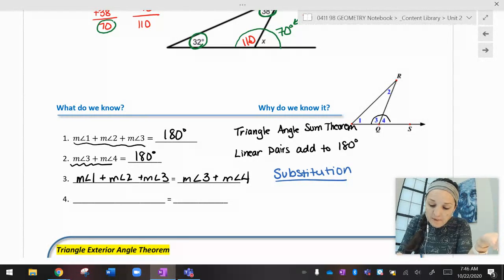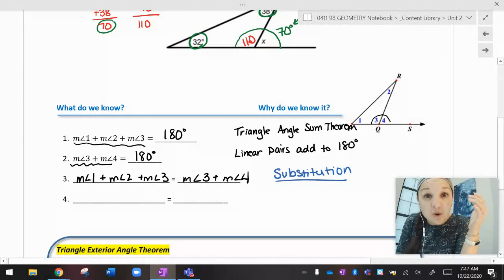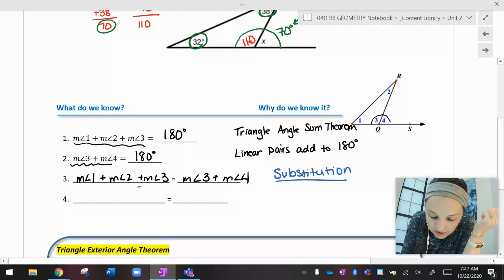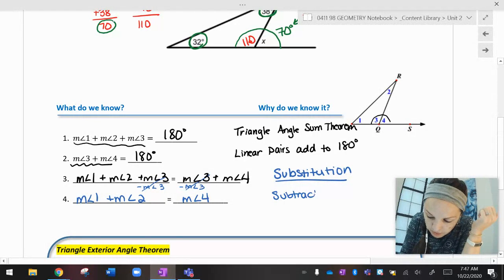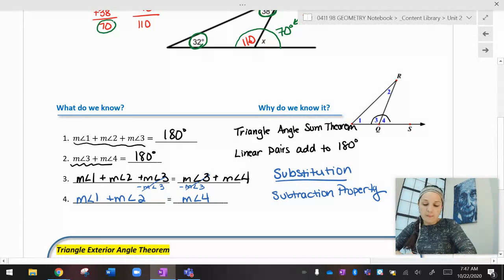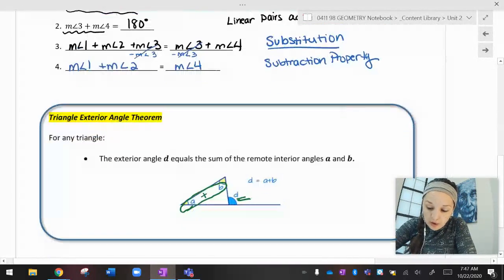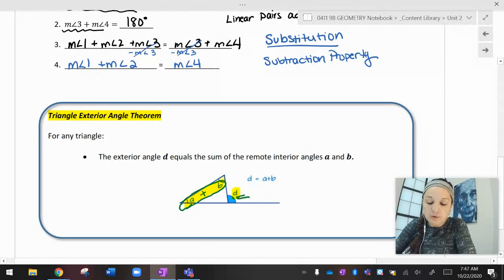And then, last but not least, in this equality, 1 plus 2 plus 3 equals 3 plus 4, I have a 3 on both sides. So what I can do is subtract 3 from both sides, and the equation would still be balanced. And we did what's called the subtraction property. Again, a new thing. I'm putting anything in blue that's new. And then I end up with 1 plus 2 equals 4. And if we look back on the diagram, 1 plus 2 equals 4. That's the theorem I just showed you down here, that the 2 on the inside add up to the 1 on the outside.